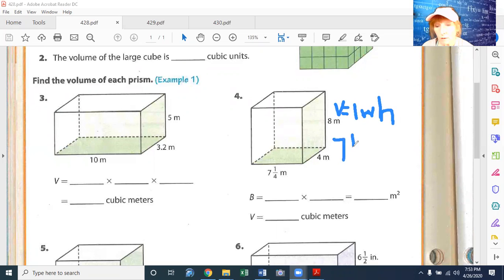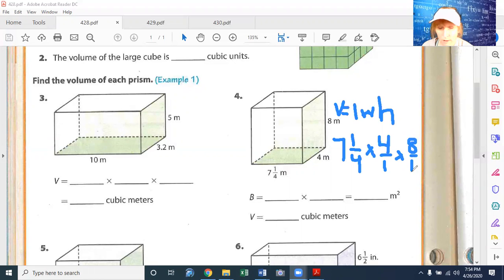Volume equals, so we have 7 1/4 times 4. I keep turning my little heater on and then I get too hot and I turn it off again. I'm going to turn it off. There we go. 7 1/4 times 4. And I might as well just write 4 over 1 right away, right? Yeah. Times 8. And we'll just put it 8 over 1.